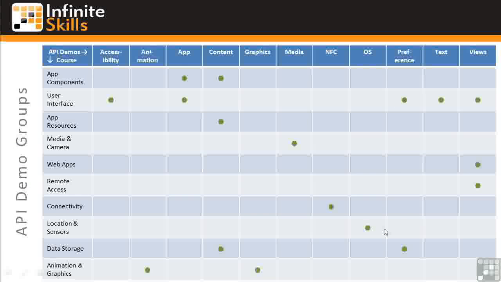This graphic shows how the API Demos app groups intersect with our course groups. As you can see, in some cases, the API Demos cover more than one course group, such as content covering app components, app resources, and data storage. And in some cases, a course group like User Interface is covered by multiple API Demo groups. For example, the User Interface is covered by API Demo Accessibility, App, Preference, Text, and Views.